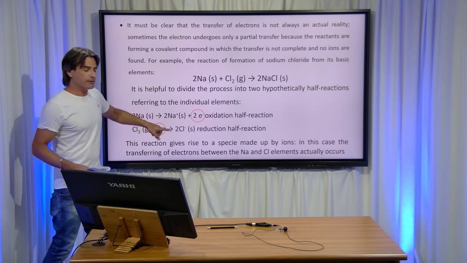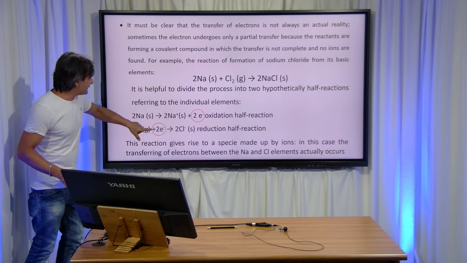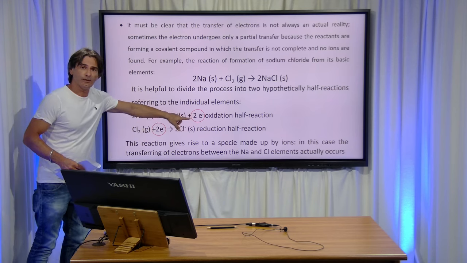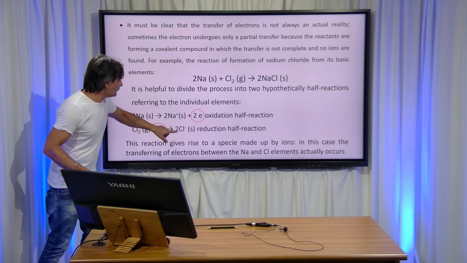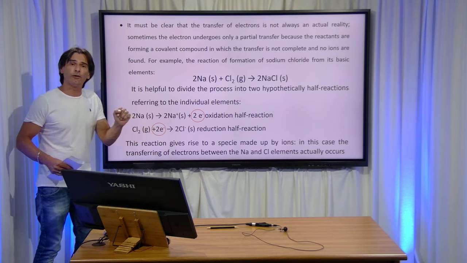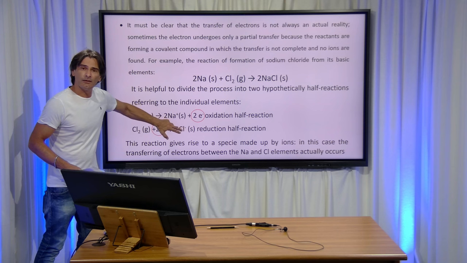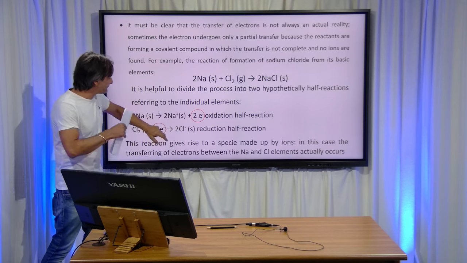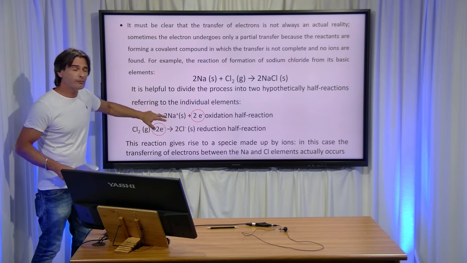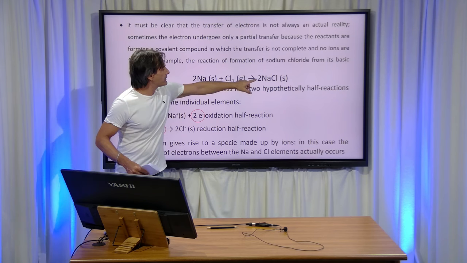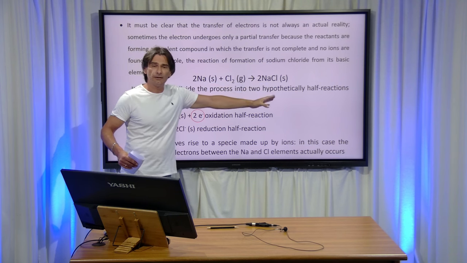In the second reaction, we have the molecule of chlorine that is gaining the two electrons released by the two atoms of sodium. And this gives rise to two monovalent anions of chlorine. These two monovalent anions of chlorine, with the two monovalent cations of sodium, give rise to the ionic compound that we call sodium chloride, the common salt.